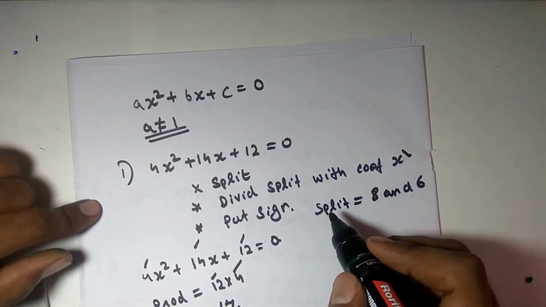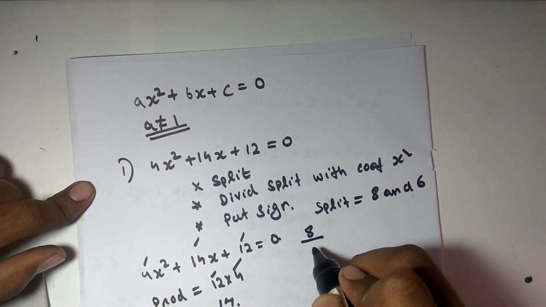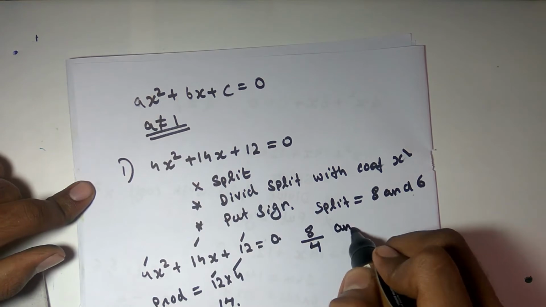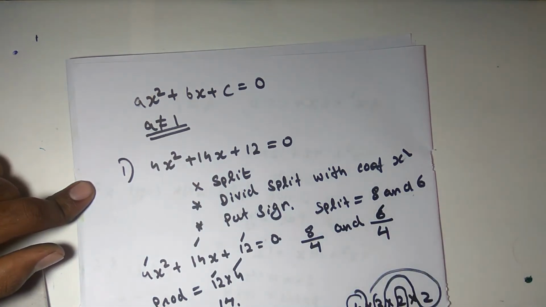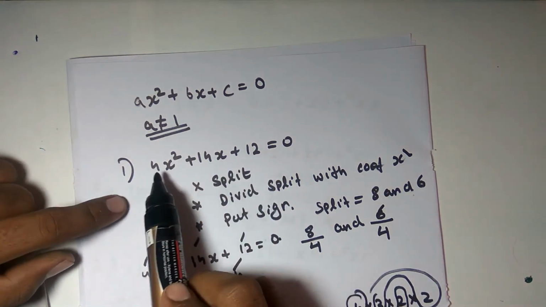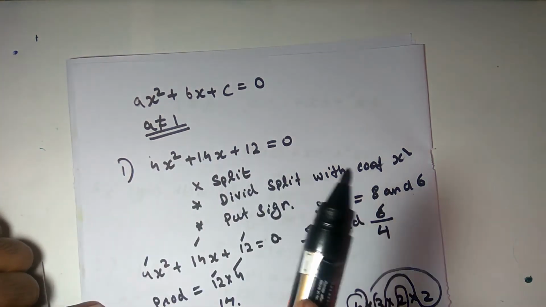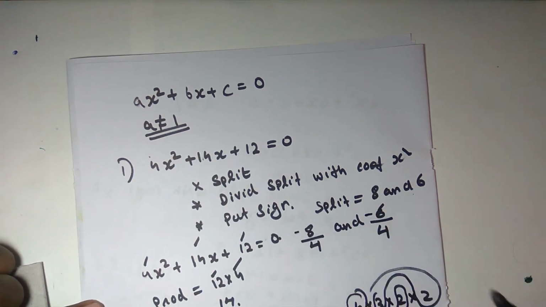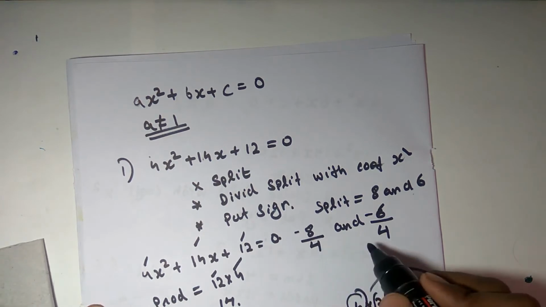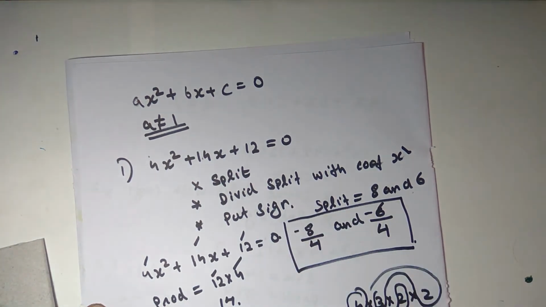Now divide the split by the coefficient of x square. So 8 divided by 4 and 6 divided by 4. Now we have to put the sign. When we look at the problem, we can say that a, b and c are all positive, so the roots would be negative. So we have to put a negative sign here. So minus 8 by 4 and minus 6 by 4 would be the roots of this equation.